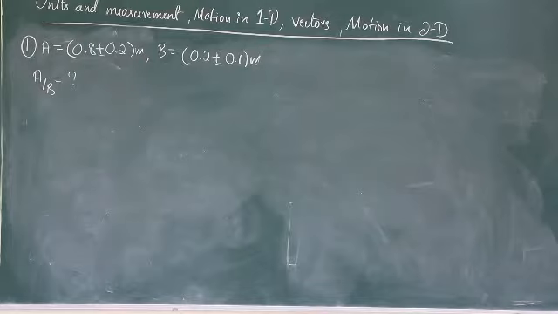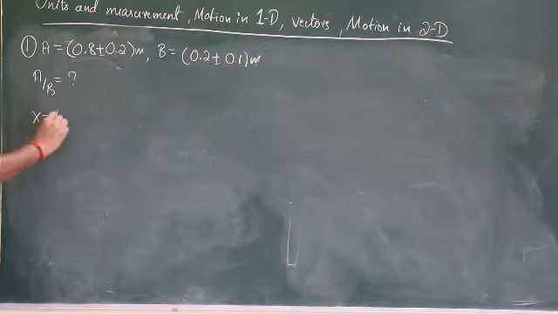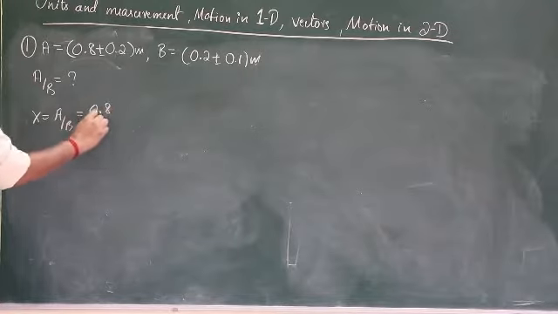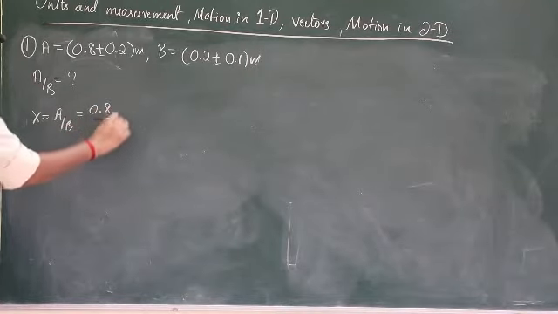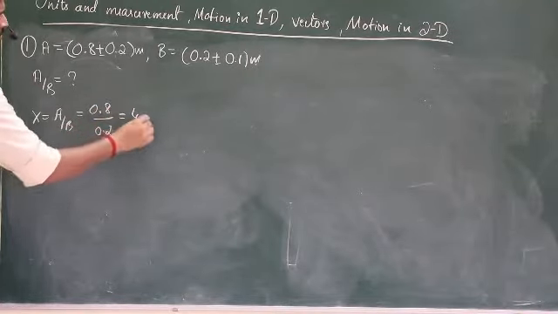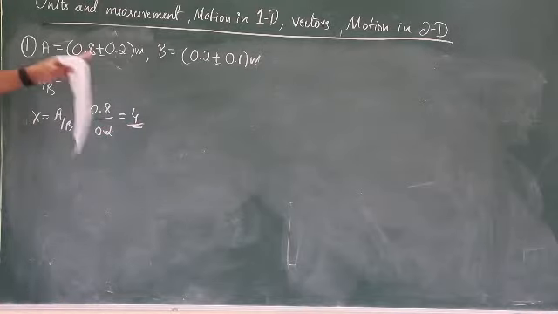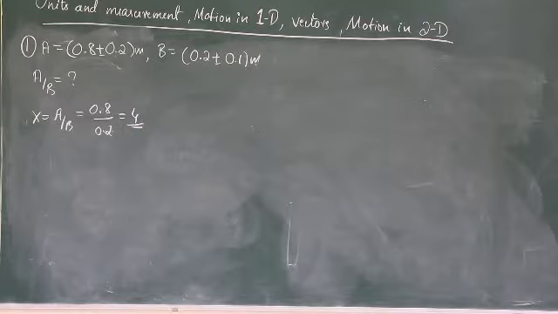So now what do we do? We just directly take, first, let me take X equal to A by B. What is A? 0.8. What is B? 0.2. What is the answer? 4. Yes, done. But the question actually includes the error itself. So the error also is there. So delta X, what is that?